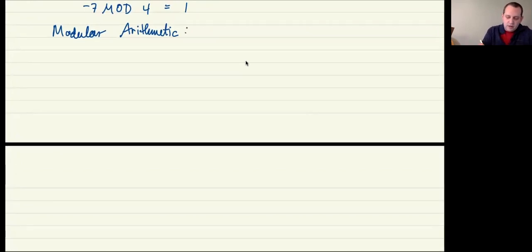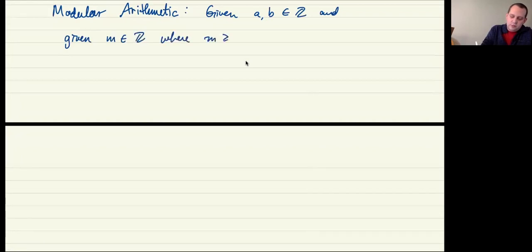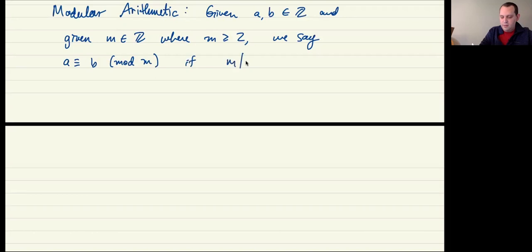So, modular arithmetic. Given any two integers a and b, and given an integer m where m is greater than or equal to 2, we define that a is congruent to b mod m if m divides a minus b. Okay, so this is the basic definition that we're going to need in this chapter, and really it relies on the basic definition that we had for division, so that m divides a minus b.